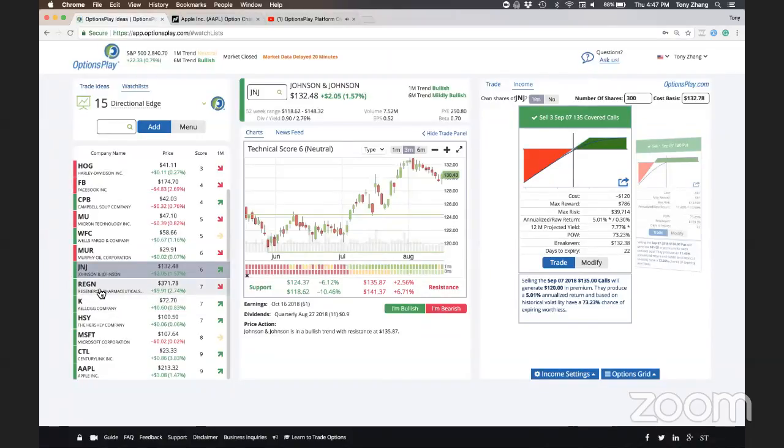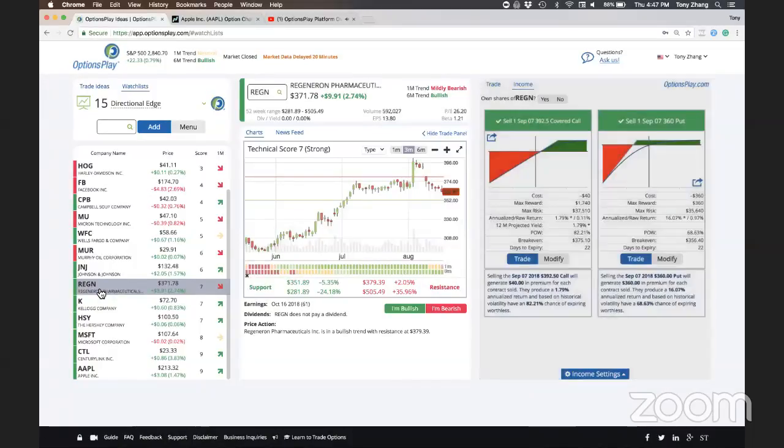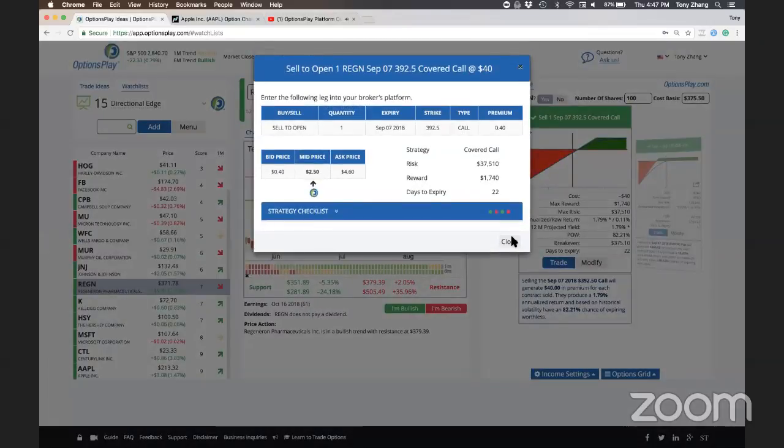Here, I can click on a symbol and within a few seconds know exactly where my starting point is, have all the information that I need to know as to whether this is a trade that I want to make, and if this looks attractive enough to me, then all I have to do is hit the trade button and I get all the information I need in order to place this trade in my broker's platform.